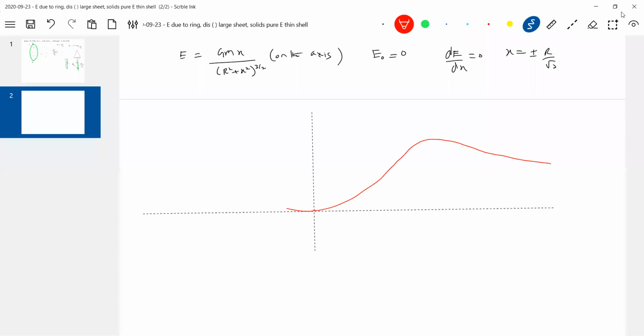You have to show it properly; don't draw a symmetric curve. Don't end up here. It will be 0 at infinity, you know. So you have to extend till here. So here it is at maxima. What will the distance be? r by root 2. And this is the maximum field.